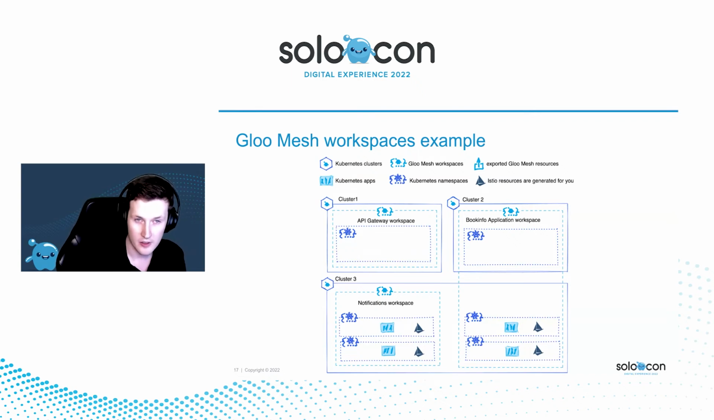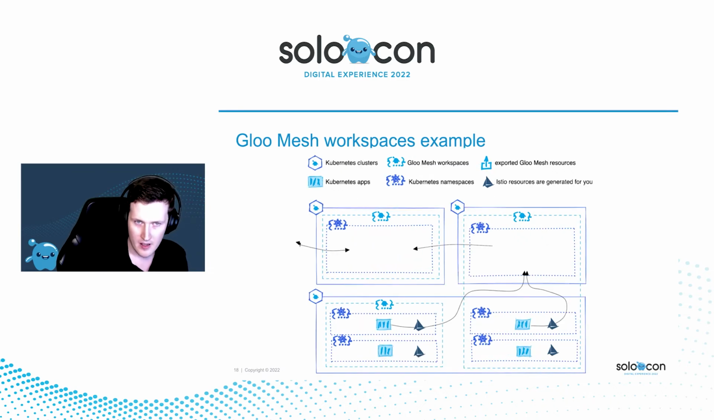But you can also see in cluster 3, in addition to half of the book info application workspace, it's also housing the notifications workspace. So that could be a service that exposes some kind of an API to send push notifications to our users. So how all of these things interact with each other, there are some additional arrows drawn here so we can walk through it.